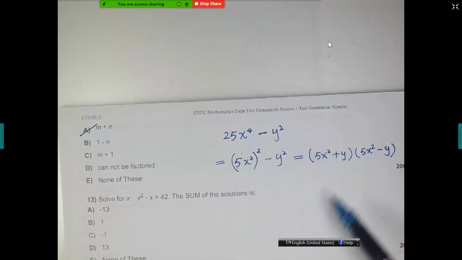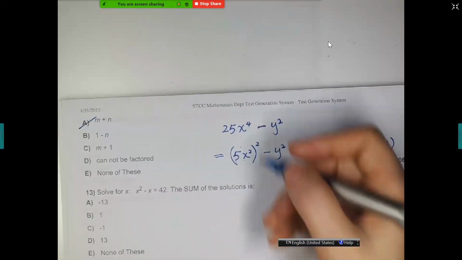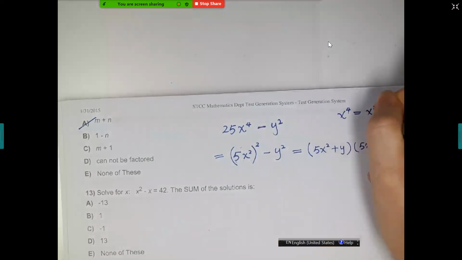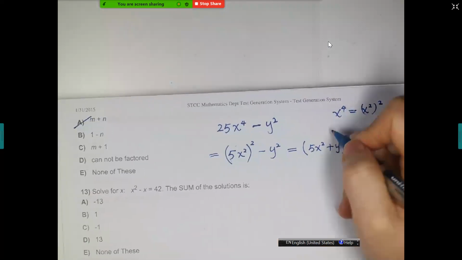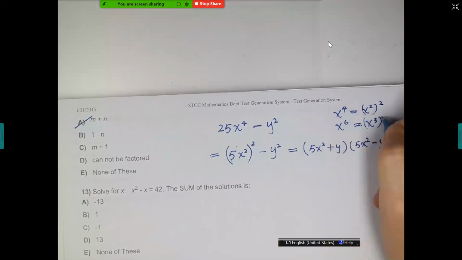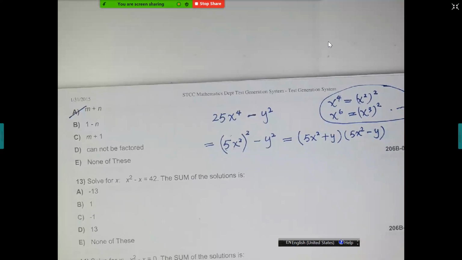So be prepared. On the exam, you might see some problem like this. And again, don't forget this one. x to the 4th means x squared, and x to the 6th equals x to the 3rd squared, and so on. So some special square terms. I hope this can give you some impression. We'll see some similar problems on the test so you don't mess things up.